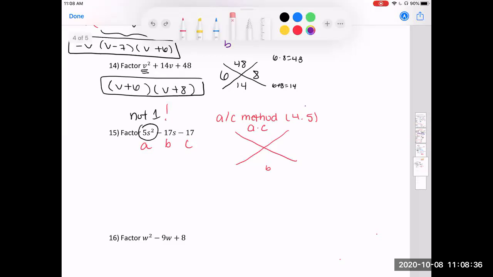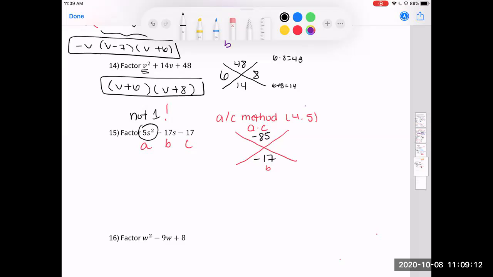So what numbers? All right, so A times C is 5 times 17. 5 times negative 17, which gives us negative 85. And I want numbers that add to give us B, which is negative 17. Okay, well, this one's tougher because I have to think, how can I get 17 from 85? Well, let's make a list. I know 85 times 1 works, but that won't help us out.